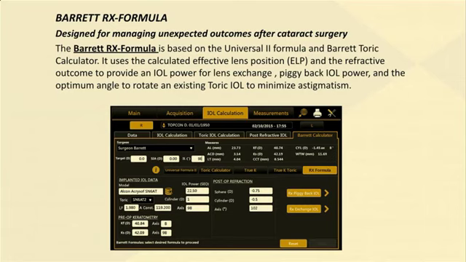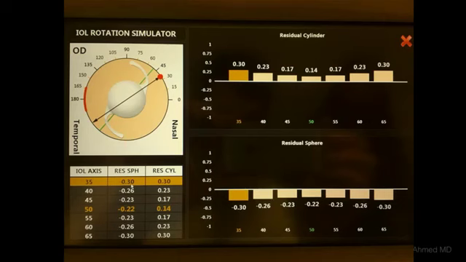The Barrett RX, again, as I said, I love this because I have a particular interest in dealing with unexpected IOL outcomes. Hopefully not my own, but referred in, who may need a lens exchange or piggyback or rotation. And the RX formula works beautifully on board to give you the recommendation as far as what to do. For example, a patient who has residual cylinder with a known lens toric power with a known axis, it'll tell us to rotate the lens and how much to rotate and what the residual cylinder will be, and the residual sphere as well, and tell us what axis we need to be at. So very handy to use.